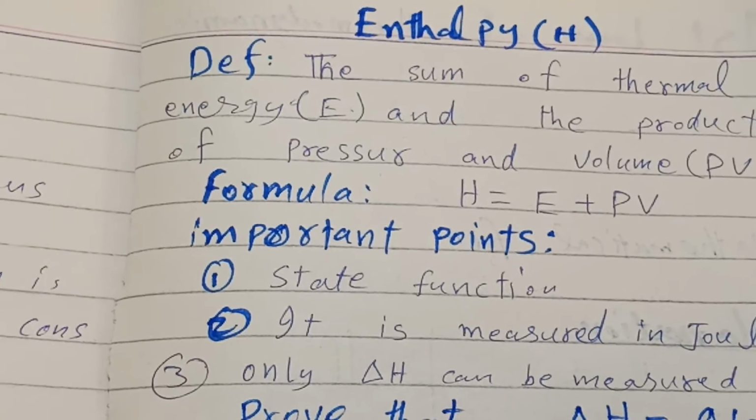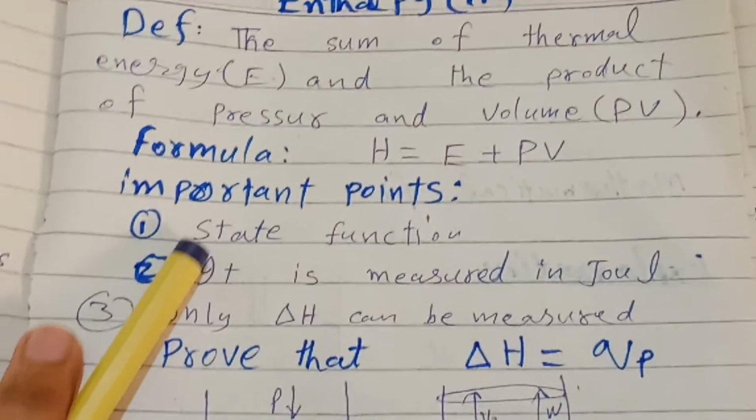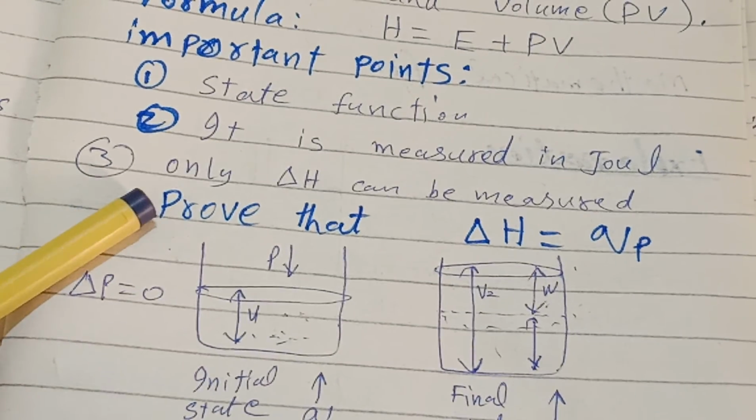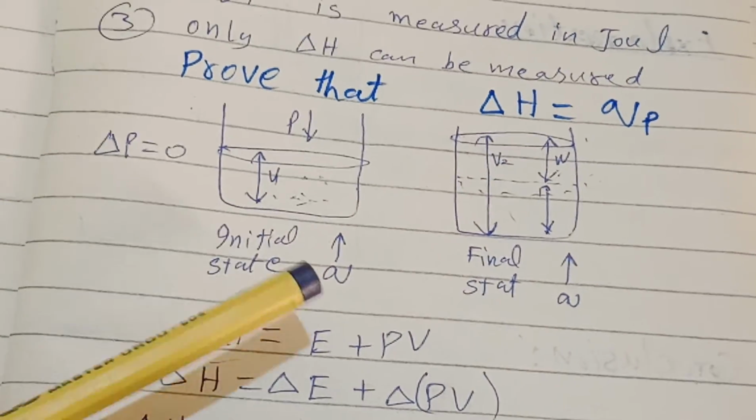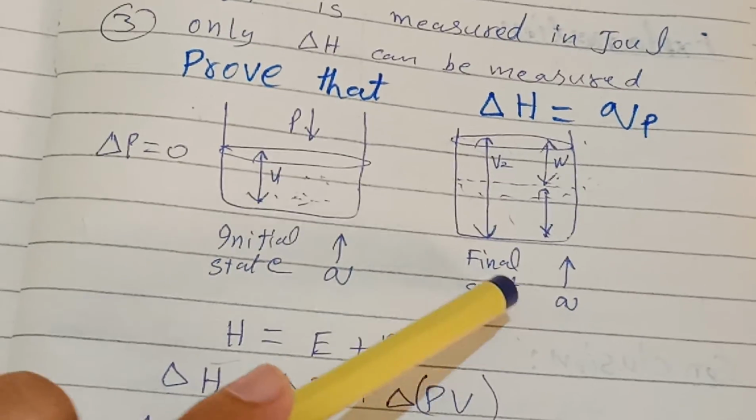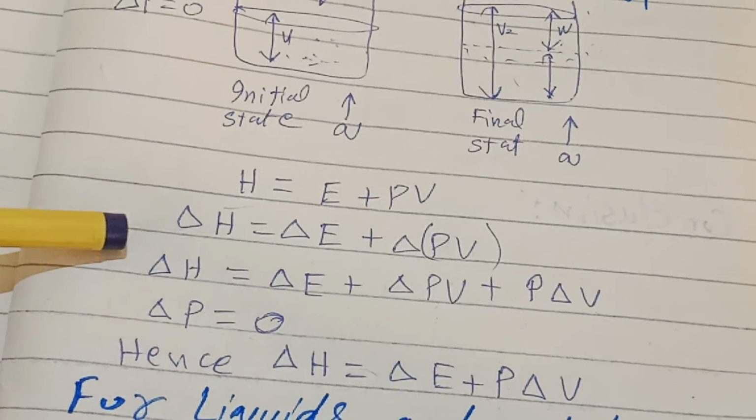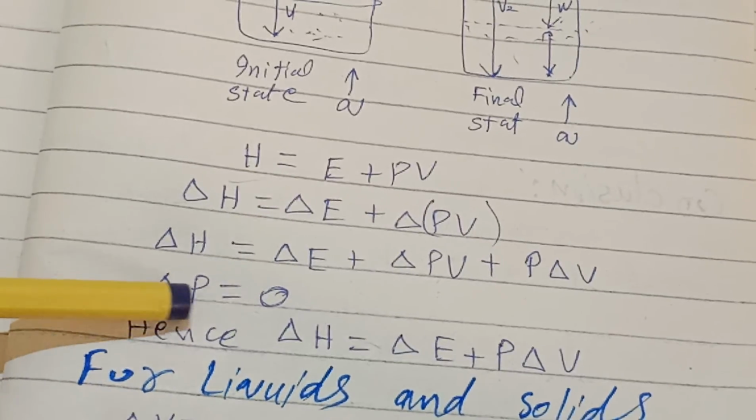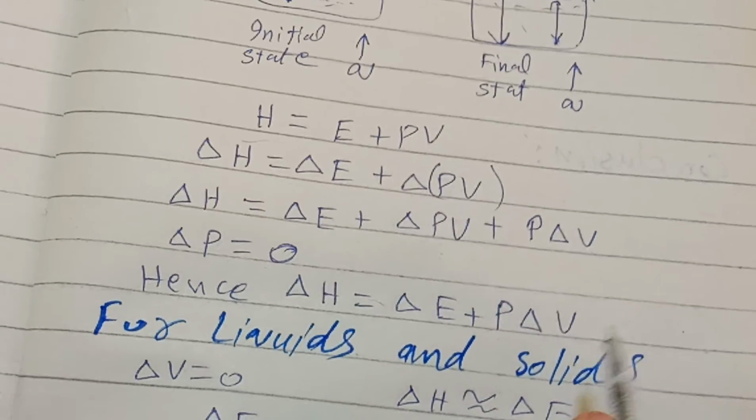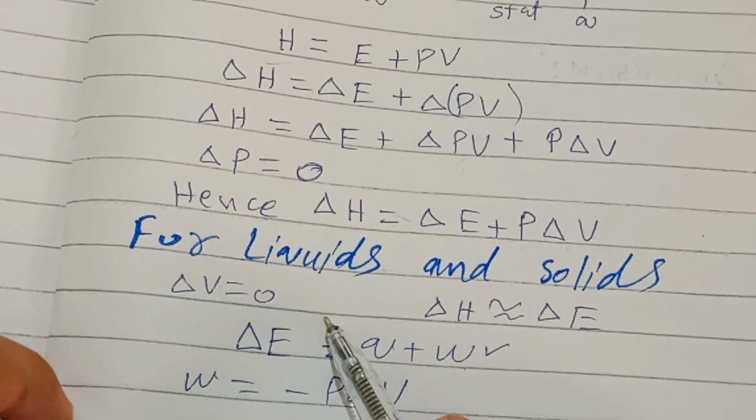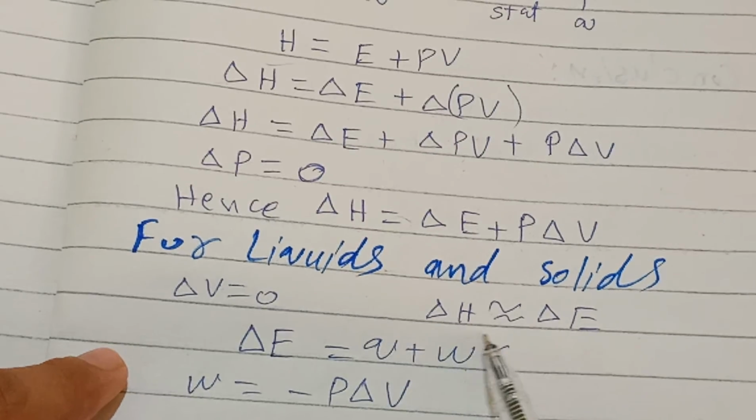First of all, we discussed the enthalpy definition, the sum of thermal energy and the product of pressure and volume, the formula, and important points: it is a state function, it is measured in joules, and the change in enthalpy delta H can be measured, but H alone cannot be measured. We proved this with a gas enclosed in a cylinder. When we give it heat, work is done by the system, and enthalpy is E plus PV. The change in enthalpy is delta E plus delta PV, and at constant pressure delta H is equal to delta E plus P delta V. This was for gases. For solids and liquids, delta V is equal to zero because there is no change in the volume of solids and liquids, so delta H is nearly equal to delta E.